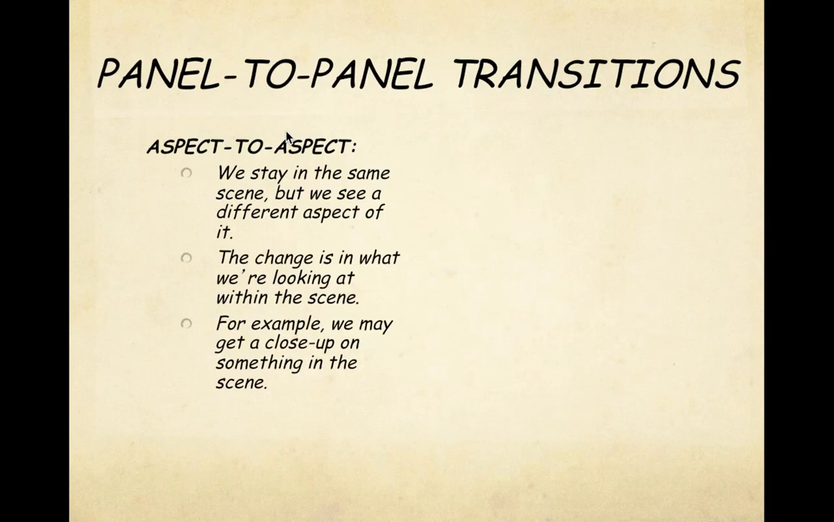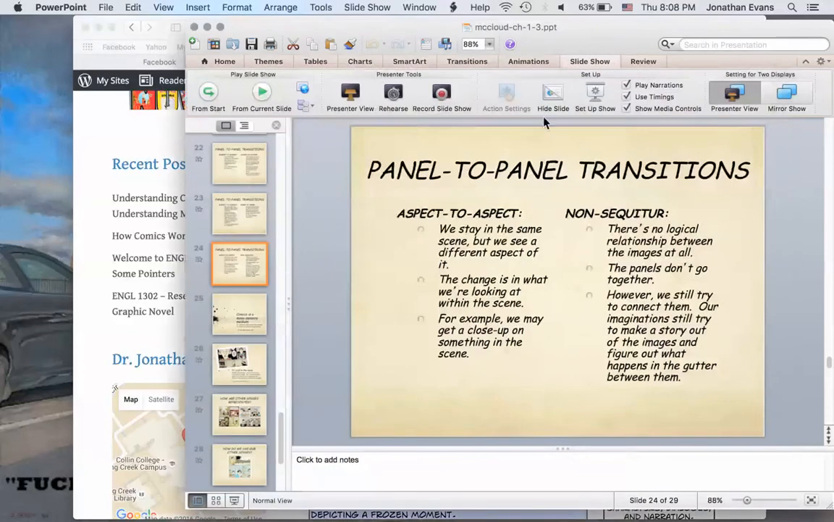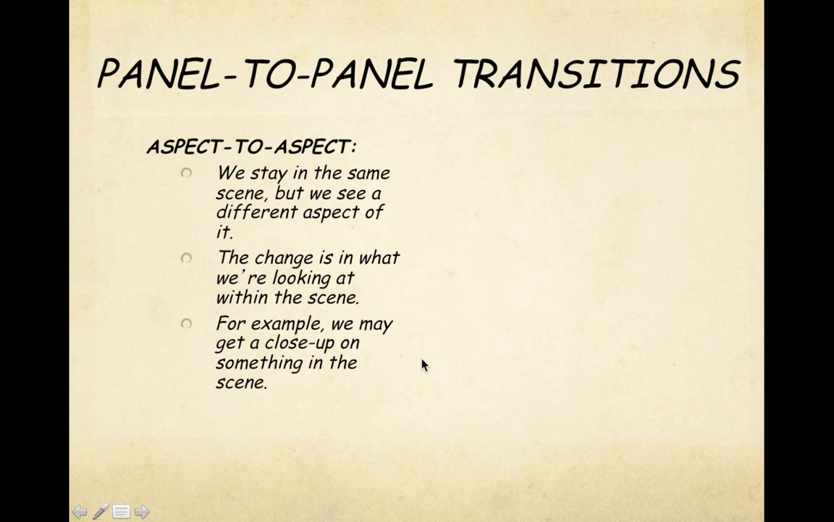Then, of course, we have aspect-to-aspect. We stay in the same scene, but we see a different aspect of it. The change is what we're looking for within the scene. For example, we may get a close-up on something in the scene. So let me back out again here and show you how I can take a moment-to-moment and turn it into an aspect-to-aspect. If I were to take these two images you see here, this one of the door and this one of the door to the room with the chalkboard, and flip them, so you start with the door and the chalkboard and then zoom in on the door, that would move into an aspect-to-aspect change, because I would then be focusing in on the door.